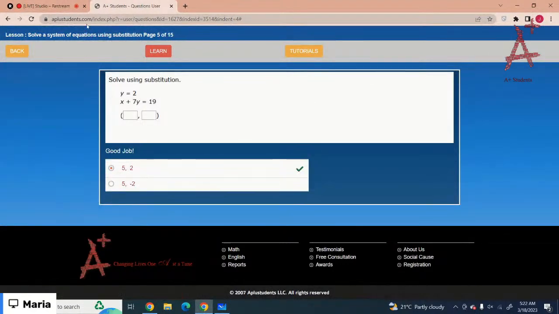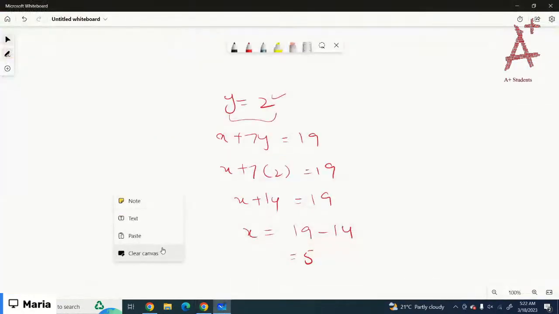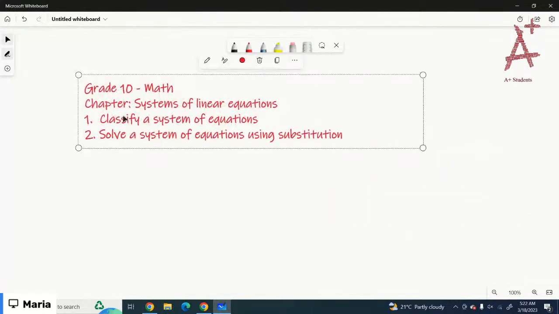Okay, you can complete the test by yourself later today. So we are working on grade 10 maths. The chapter we're working on is systems of linear equations. And the lessons we have covered today are classify a system of equations and solve a system of equations using substitution. So please make sure before the next session you complete all the test questions for the lessons we did today.